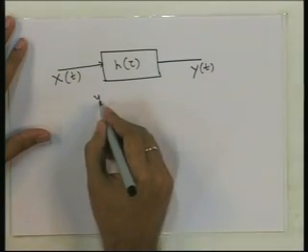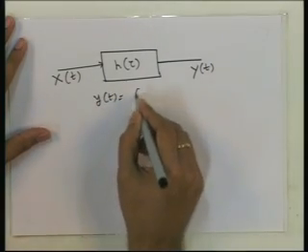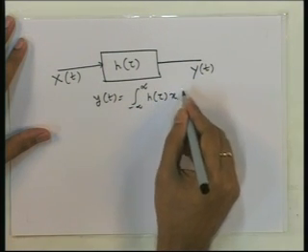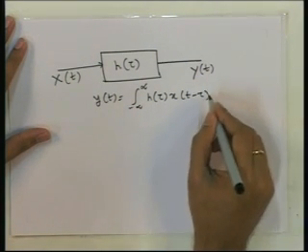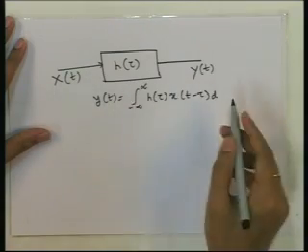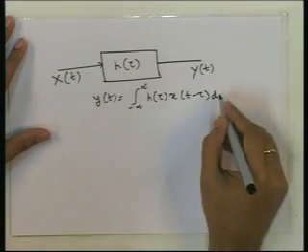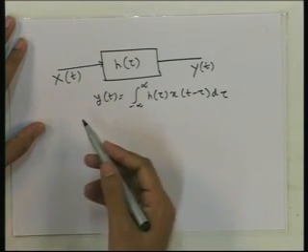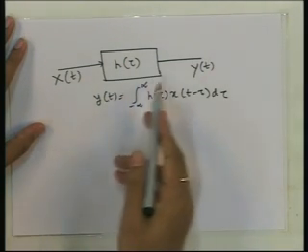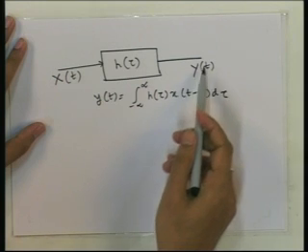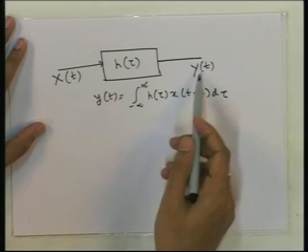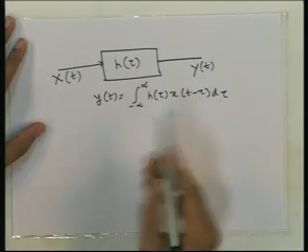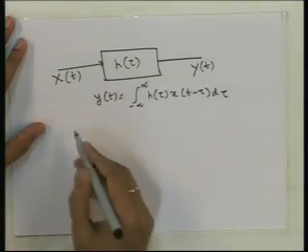So, y(t) is the integral from minus infinity to infinity of h(tau) x(t minus tau). This is the convolution of the input and the filter impulse response. To compute the power spectral density of the output process, we need to first find out the autocorrelation function of this process. This is also stationary because the input is stationary.